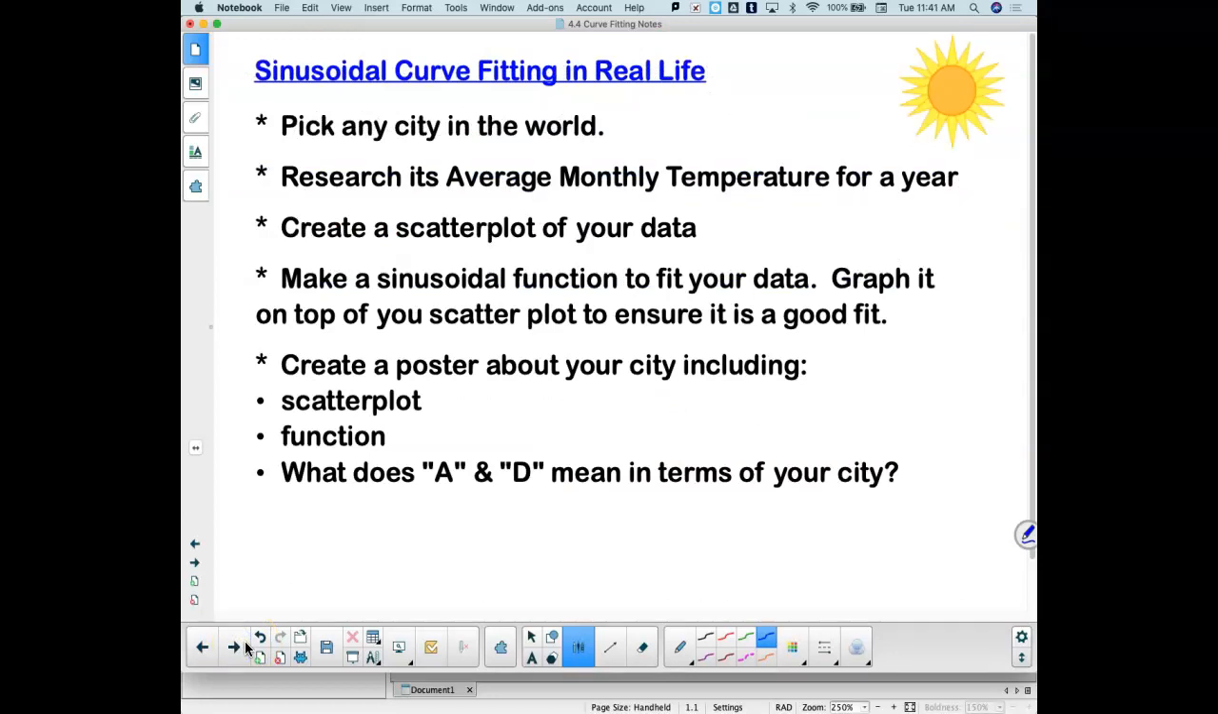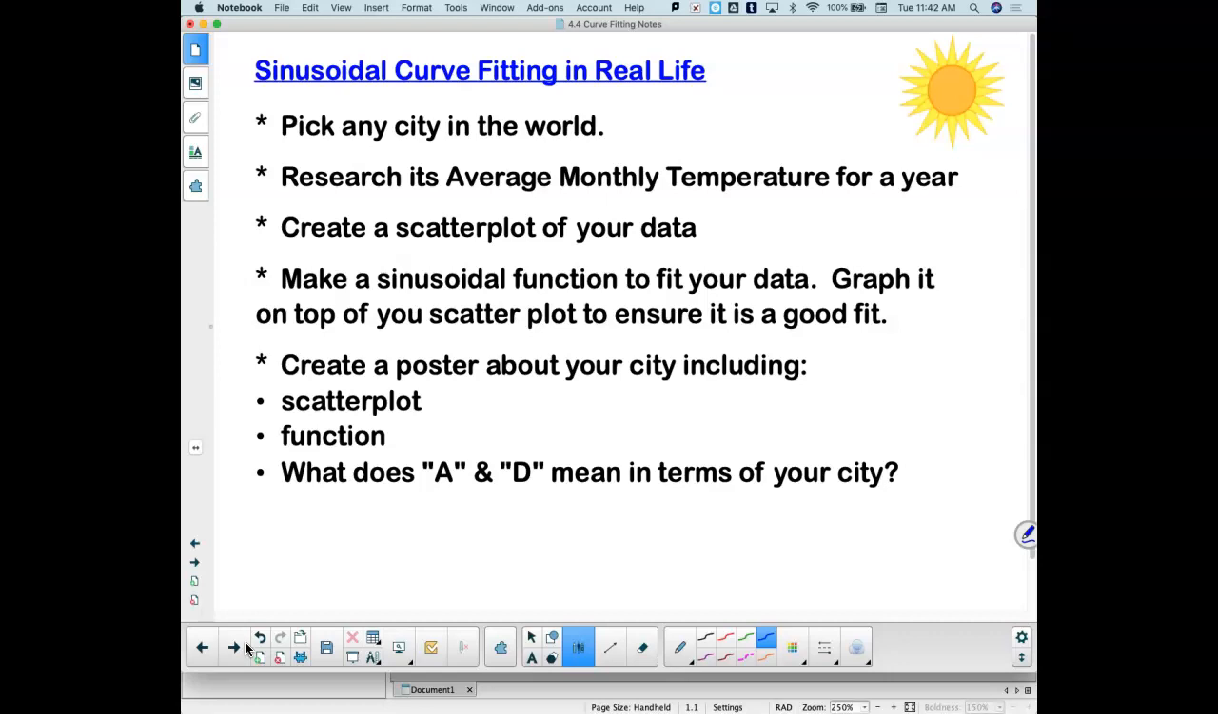What I would like you to do now is, in your tables, pick any city in the world. Research its average monthly temperature over the course of an entire year. I want you to create a scatter plot of your data. This one is from an earlier class, so they calculated it out and made a scatter plot of it. And then I want you to make a sinusoidal function to fit your data. Graph it on top of your data to make sure that it's a good fit on the scatter plot that you created on your calculator.